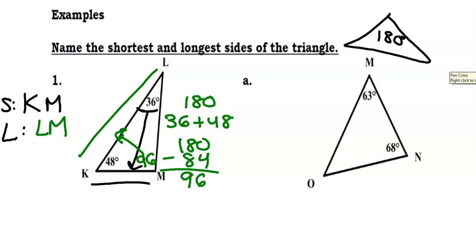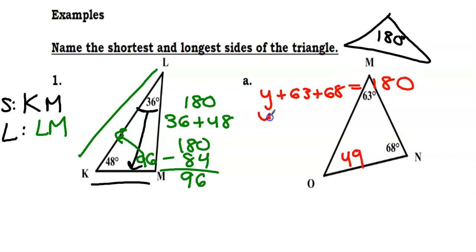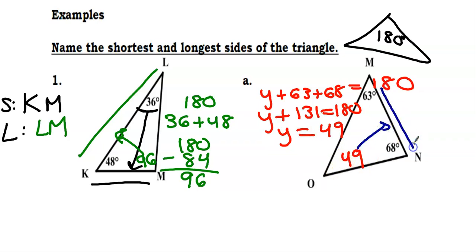All right. Same idea for the next triangle, so we have to figure out what the third angle is worth. Well, the third angle is worth 49 degrees. Again, what can you do? You can say, okay, so angle Y plus 63 plus 68 equals 180, if you want to write an equation. And then combine like terms, 63 and 68 is 131. And then subtract that from both sides, and Y equals 49 degrees. Okay, so now I figured out that the shortest angle is 49. So what is across the way from that? Well, that would be MN. So the shortest side is MN.